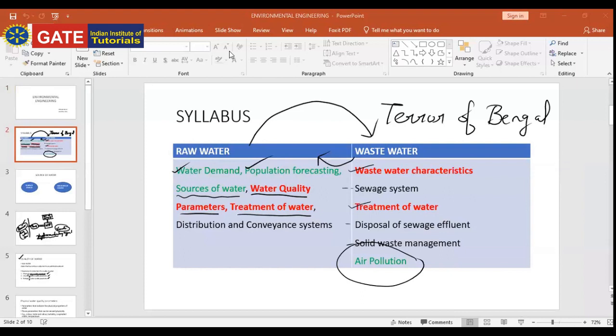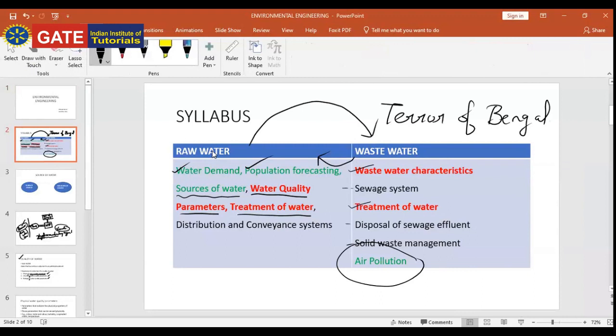This is the thing which we discussed yesterday. We have to convert raw water to wastewater, and then we convert the wastewater back into raw water. This is the entire process we have to discuss in this subject. And what comes under raw water and what comes under wastewater?